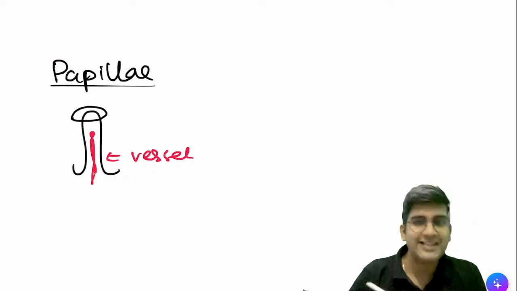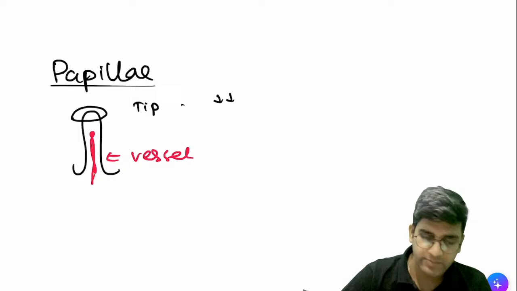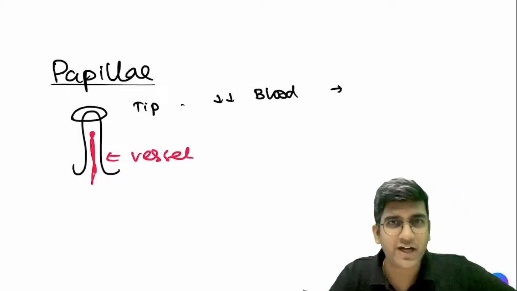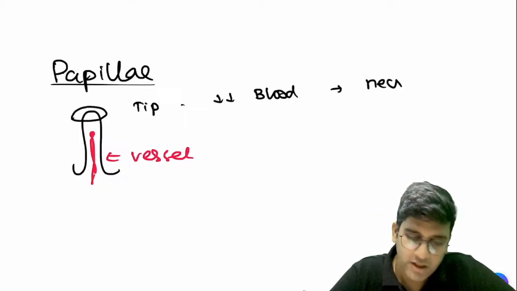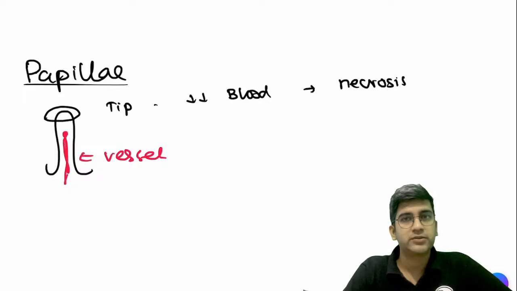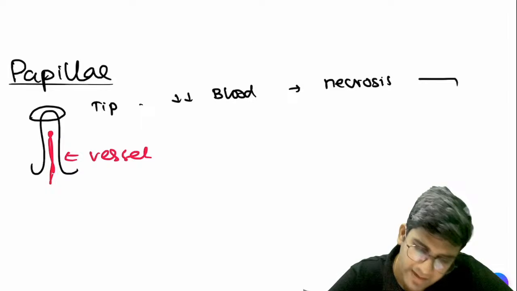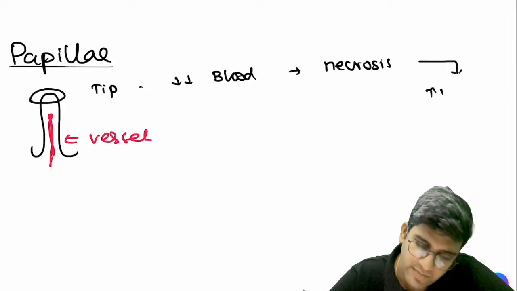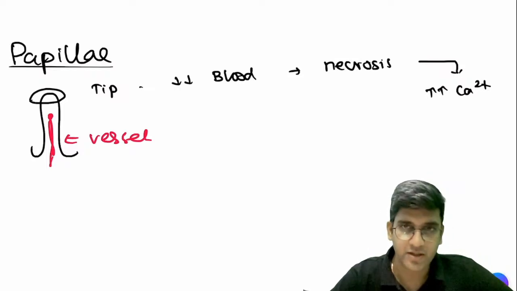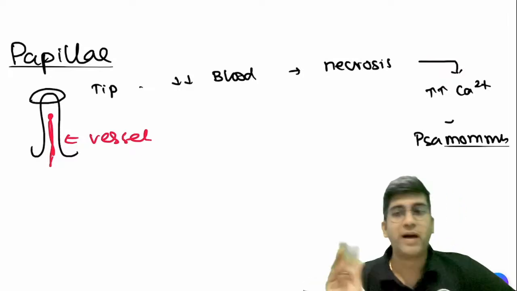Will this tip have less blood supply or more blood supply? The tip of the papillae by default will have less blood supply. With this less blood supply, can there be a chance of necrosis, infarction necrosis? Yes. What's the most common ion in irreversible cell injury? Sodium or calcium? Calcium, right? So there'll be excess calcium here. Over a long period of time, can it cause calcification? It can. That is Psammoma bodies. So Psammoma body is due to papillae.